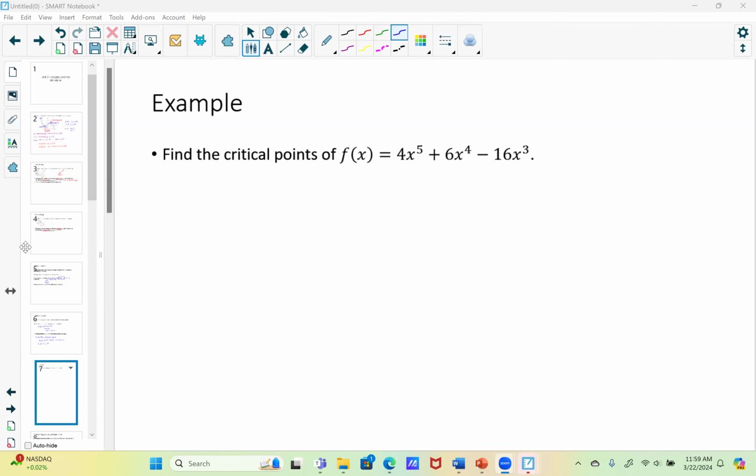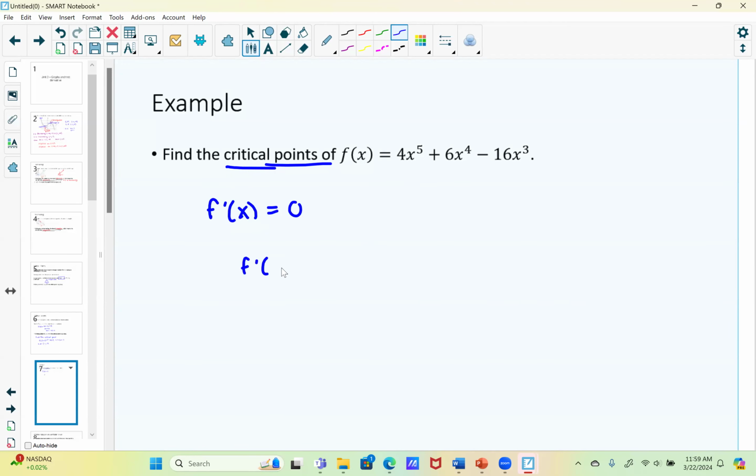So in this video, I'm going to do another example of finding the critical points. It's a little bit harder function, and there's one similar on the homework like this. So I want to find the critical points. Whenever I see find critical points, that always means take the derivative and set it equal to 0.